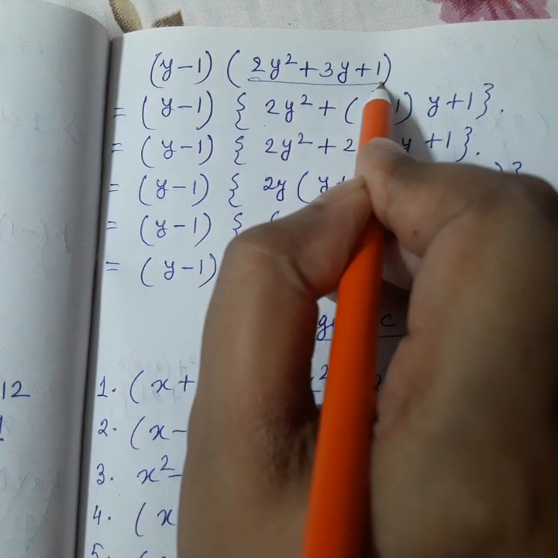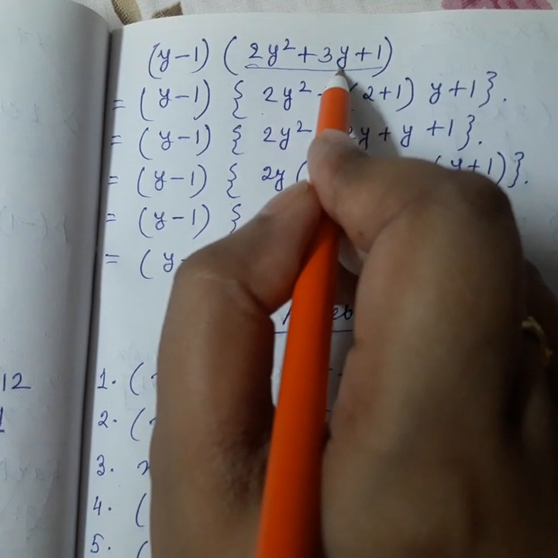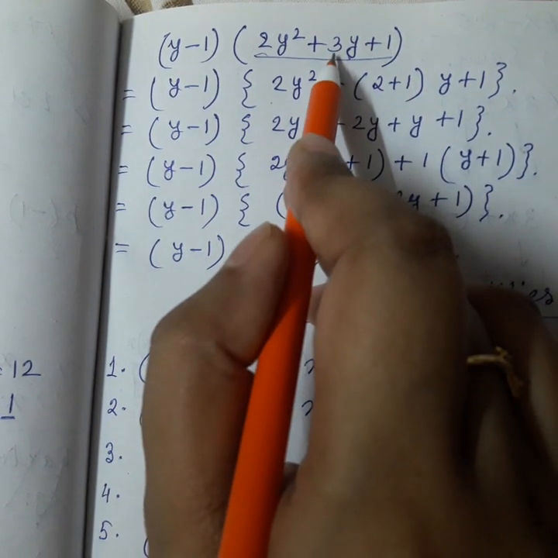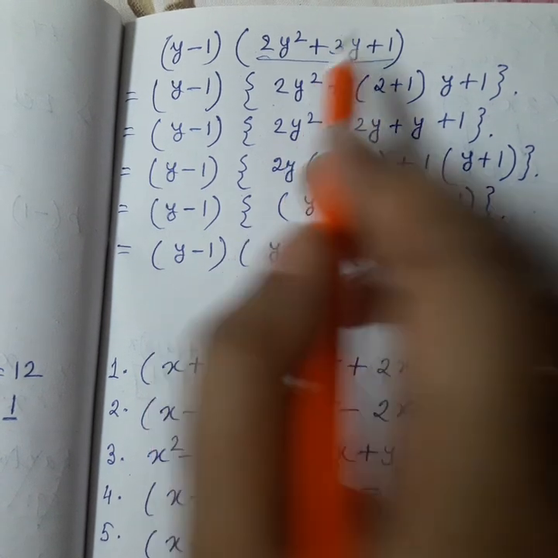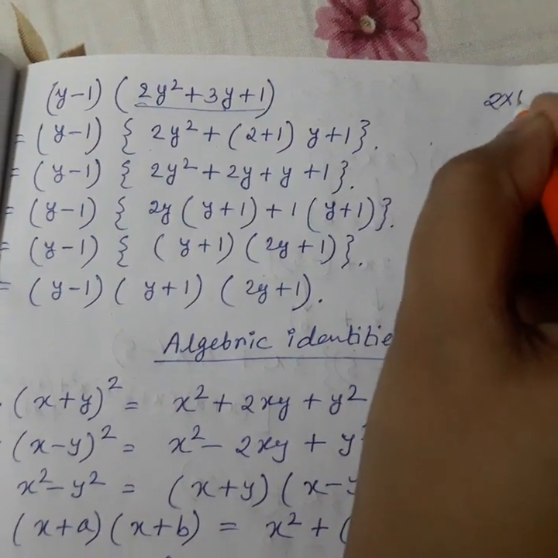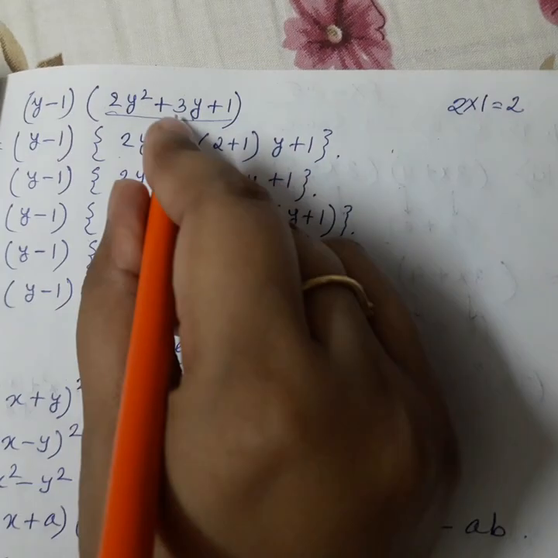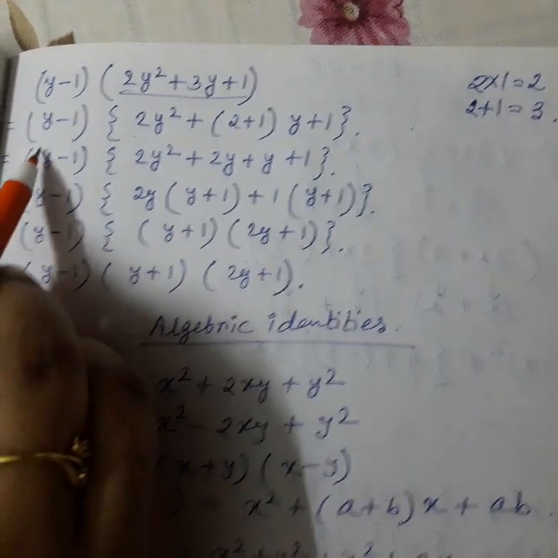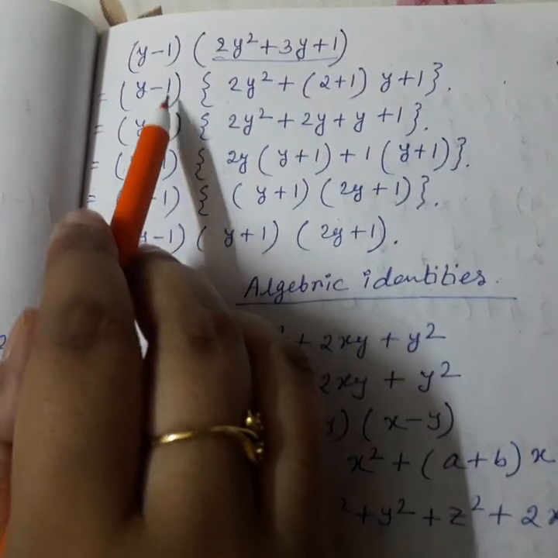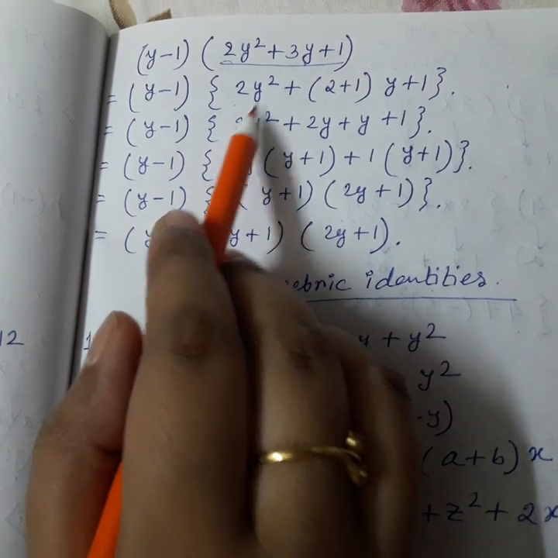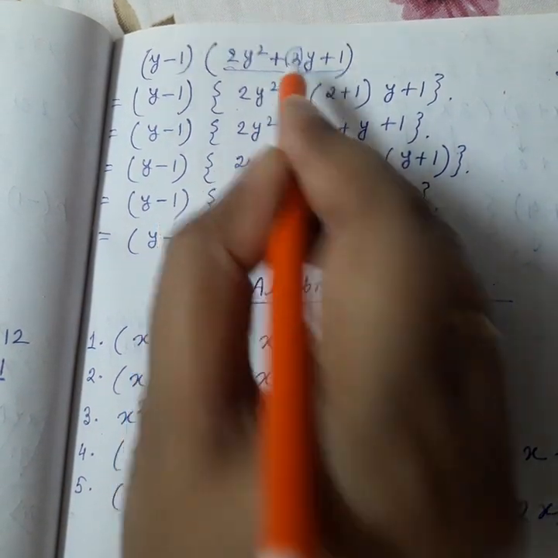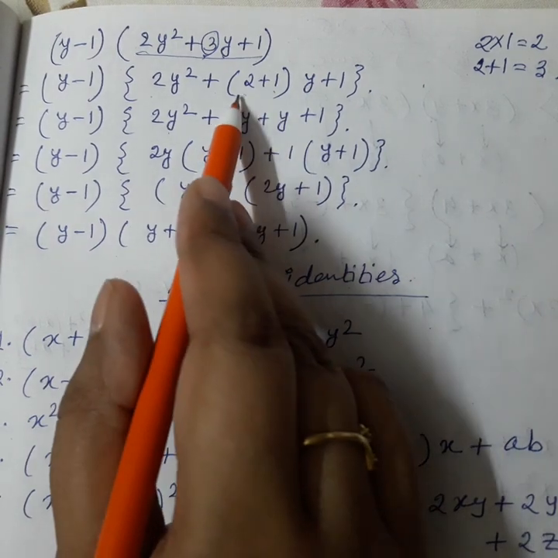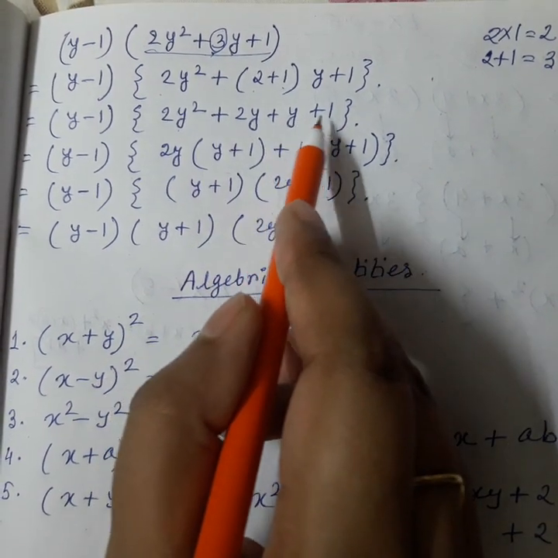Now this expression is a quadratic expression. You know how to factorize a quadratic expression by splitting the middle term. 2 into 1 means 2, and from 2 how does it come to 3? 2 plus 1, 3. In that way I have done the factorization. y minus 1 will be same. It's 2y square plus 3y plus 1, which is 2 plus 1 into y plus 1. So y minus 1, 2y square; we have split the bracket, 2y plus y plus 1.